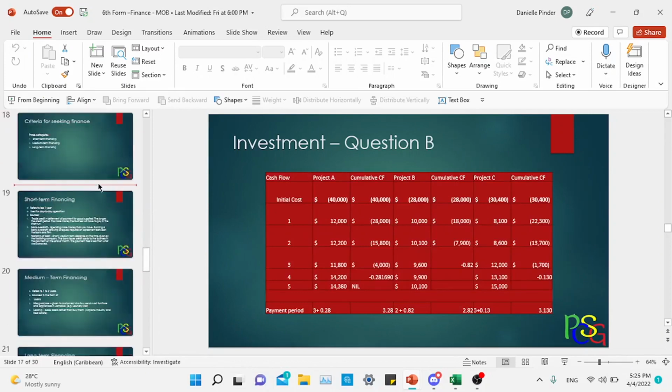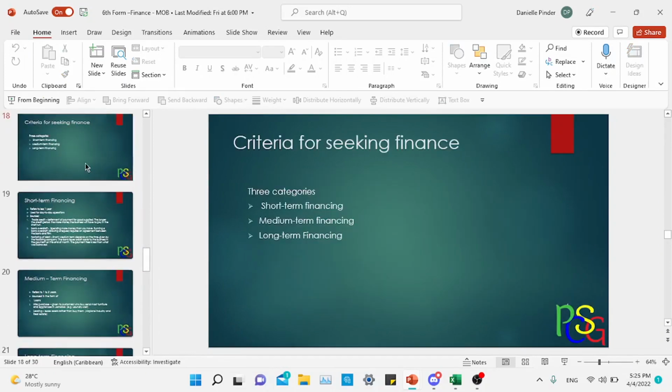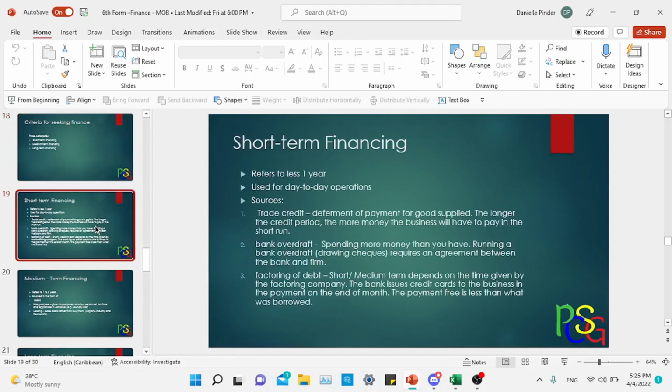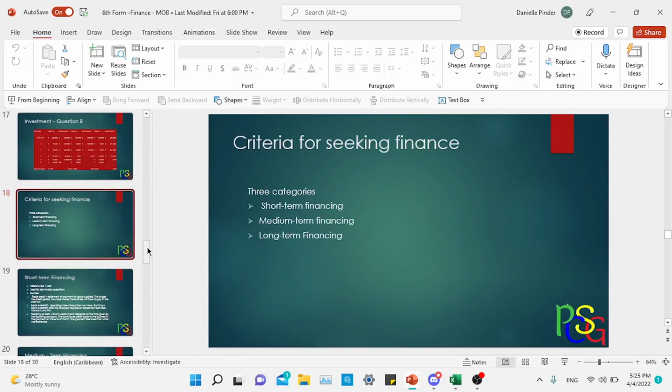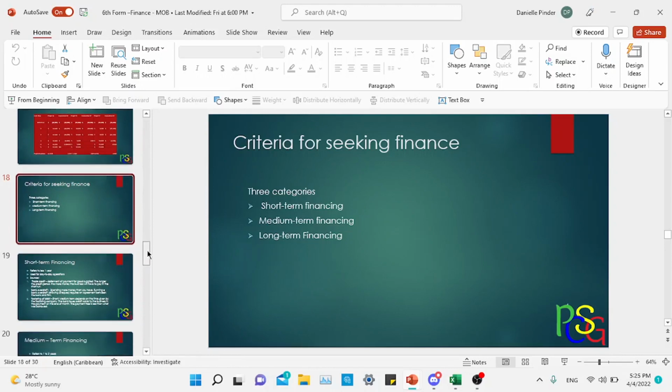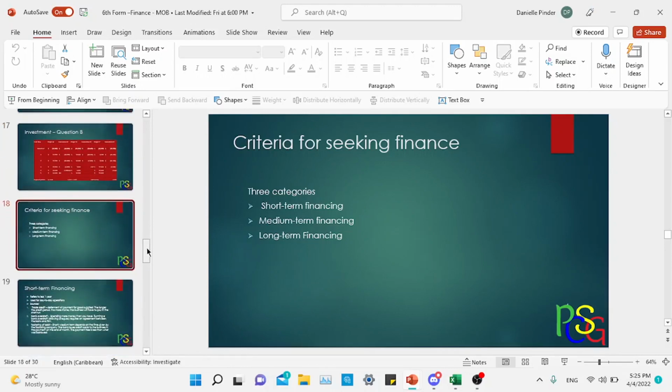All right, so I know that we have started looking at the different types of financing. Can you give us a review of what we did last week? So we went through short term, medium, and I think long term financing.